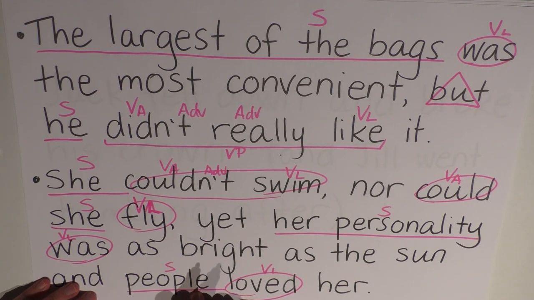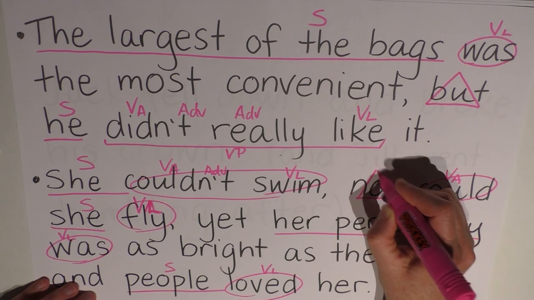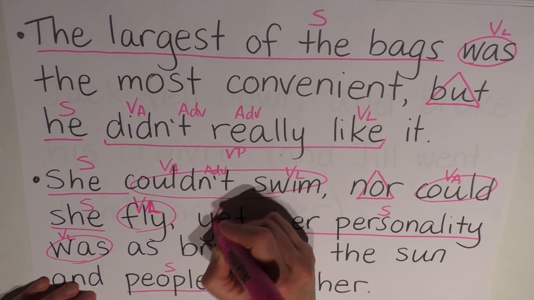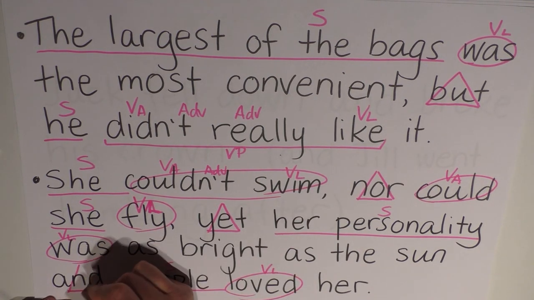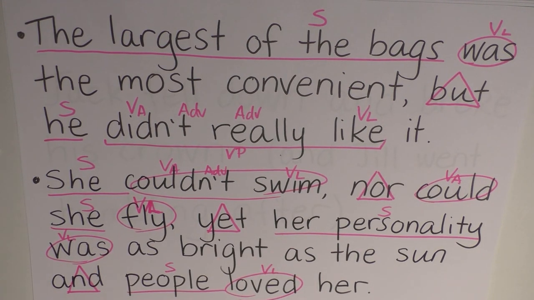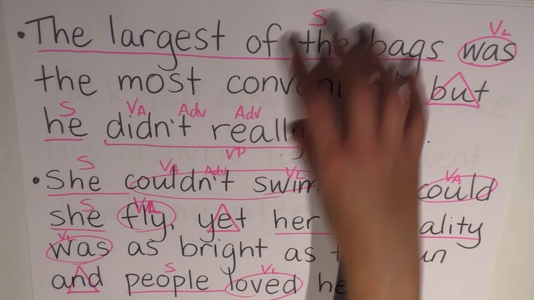Now let's find our conjunctions. We should really find 3. We have nor, that's one of our coordinating conjunctions. Yet, that's one of our coordinating conjunctions. And, that's one of our coordinating conjunctions. So both of these sentences are compound sentences. This bottom one has 4 clauses, this top one has 2 clauses.